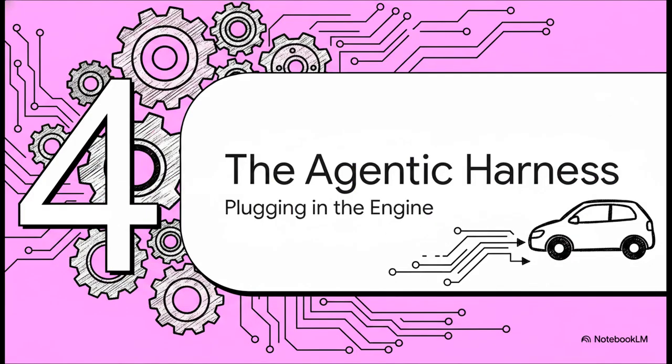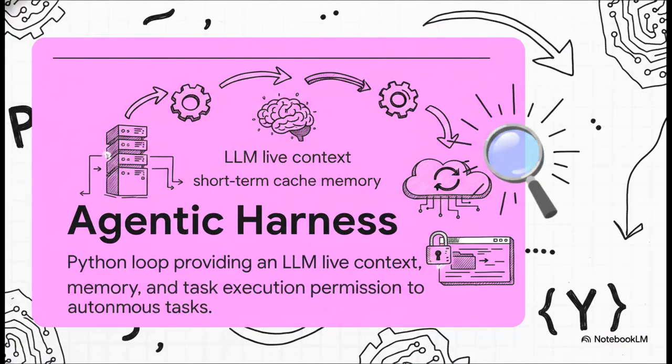All right, Section 4, Plumbing the Agentic Harness, Plugging the Engine into a Self-Driving Car. Upgraded attention models are incredibly powerful, but the hottest trend is taking these highly efficient models and wrapping them inside a larger software ecosystem. We call this an agentic harness. Now, to be clear, this is fundamentally different from a simple chat UI. A chat UI just passes text back and forth. An agentic harness is the actual plumbing, a minimal Python software loop that gives your base LLM live repository context, short-term cache memory, and actual file permissions to execute autonomous tasks.